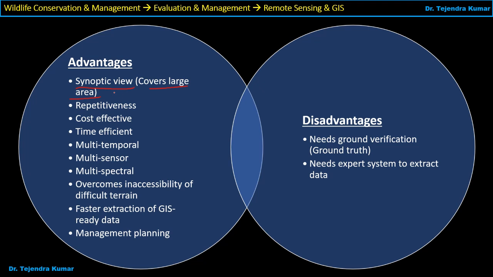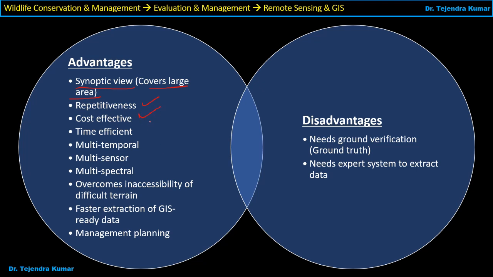So obviously, area is very large, which is helpful for us. Repetitiveness can be done because they are taking lots of pictures. Okay, and data is stored, and we are using that data many times. So that's why repetitiveness is there, because of the stored data.